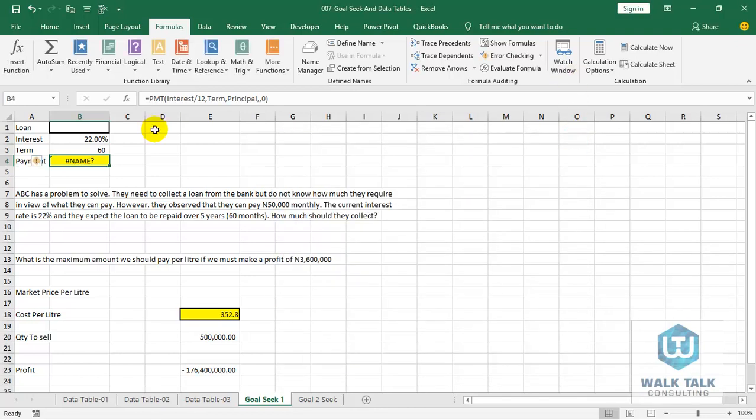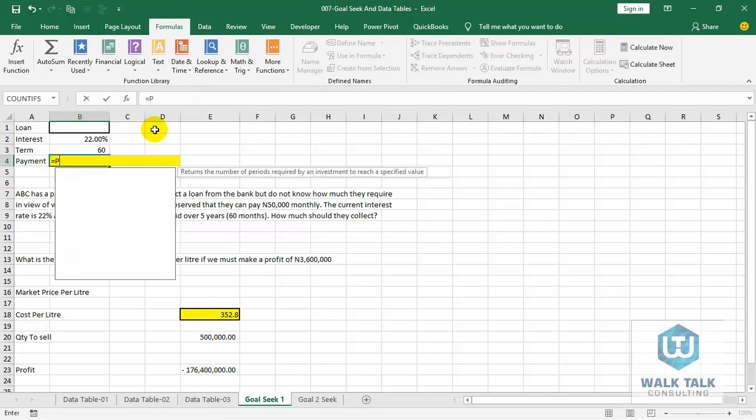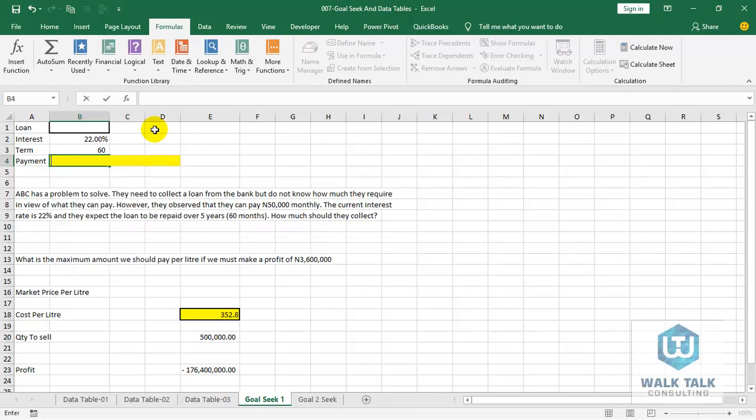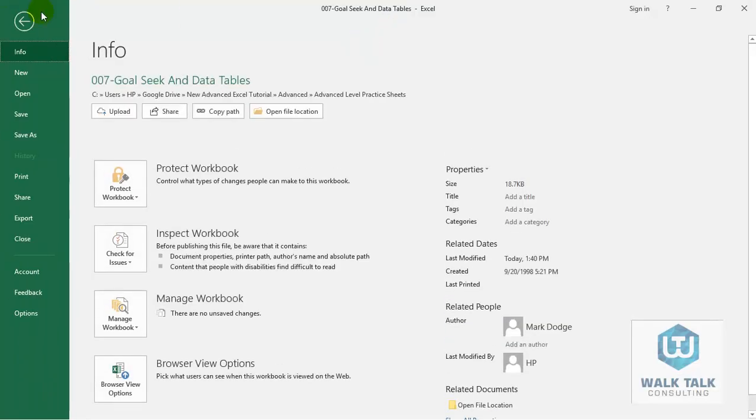So what I need to do is to use the PMT function. The rate is 22% divided by 12 for monthly. The number of periods is 60 months. The present value, which is the loan, I don't know. Then the future value is 0 and the type is at the end of the period. You make this base calculation. Now, this is the base calculation.